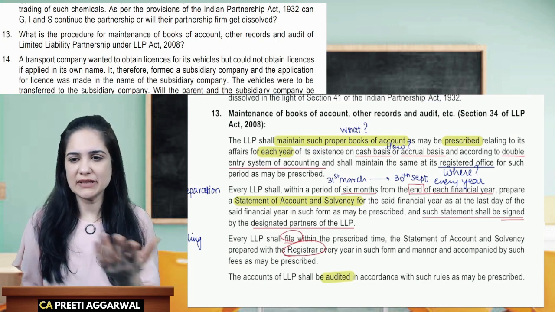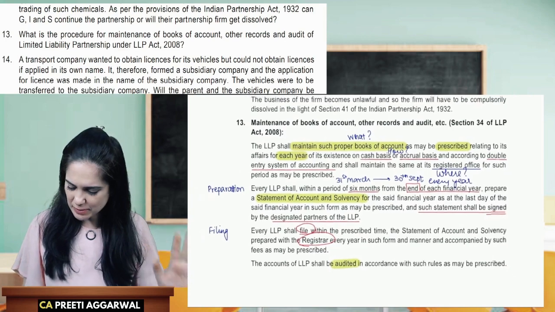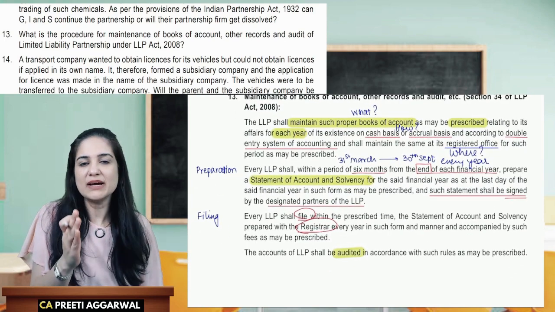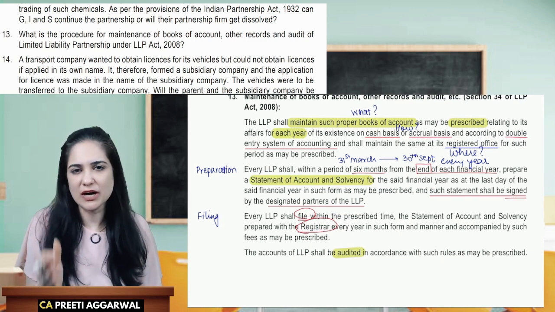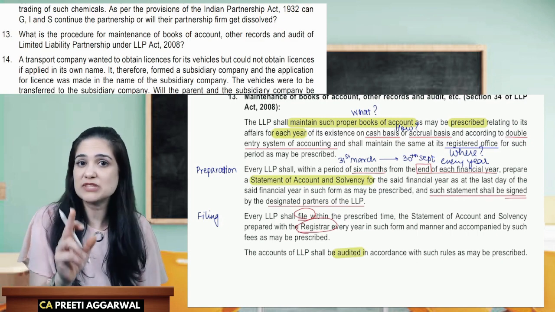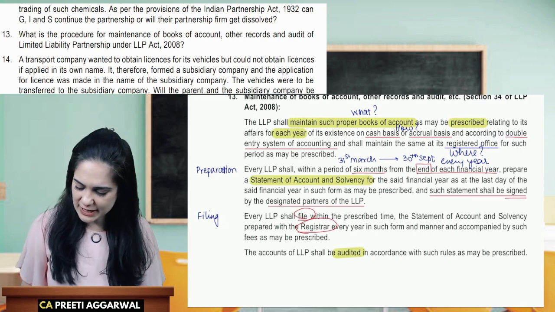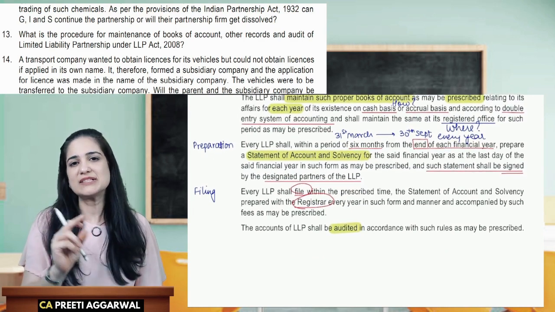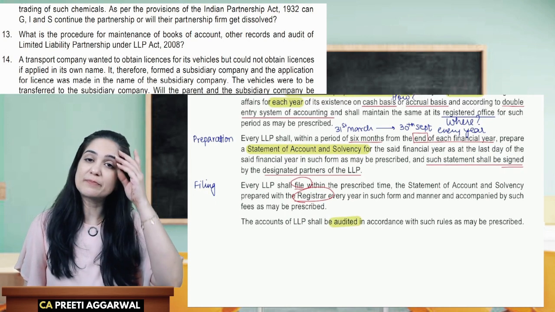Where will they maintain? They will maintain the same at the registered office of the LLP for the period as may be prescribed. Then within 6 months from the end of the financial year, that is by 31st March year end, within 6 months, that is by 30th of September, they have to prepare. First we are talking about preparation, then we will talk about filing. They have to prepare a statement of accounts and solvency for the said financial year, and the statement will be signed by the designated partners of LLP. So this talks about preparation.